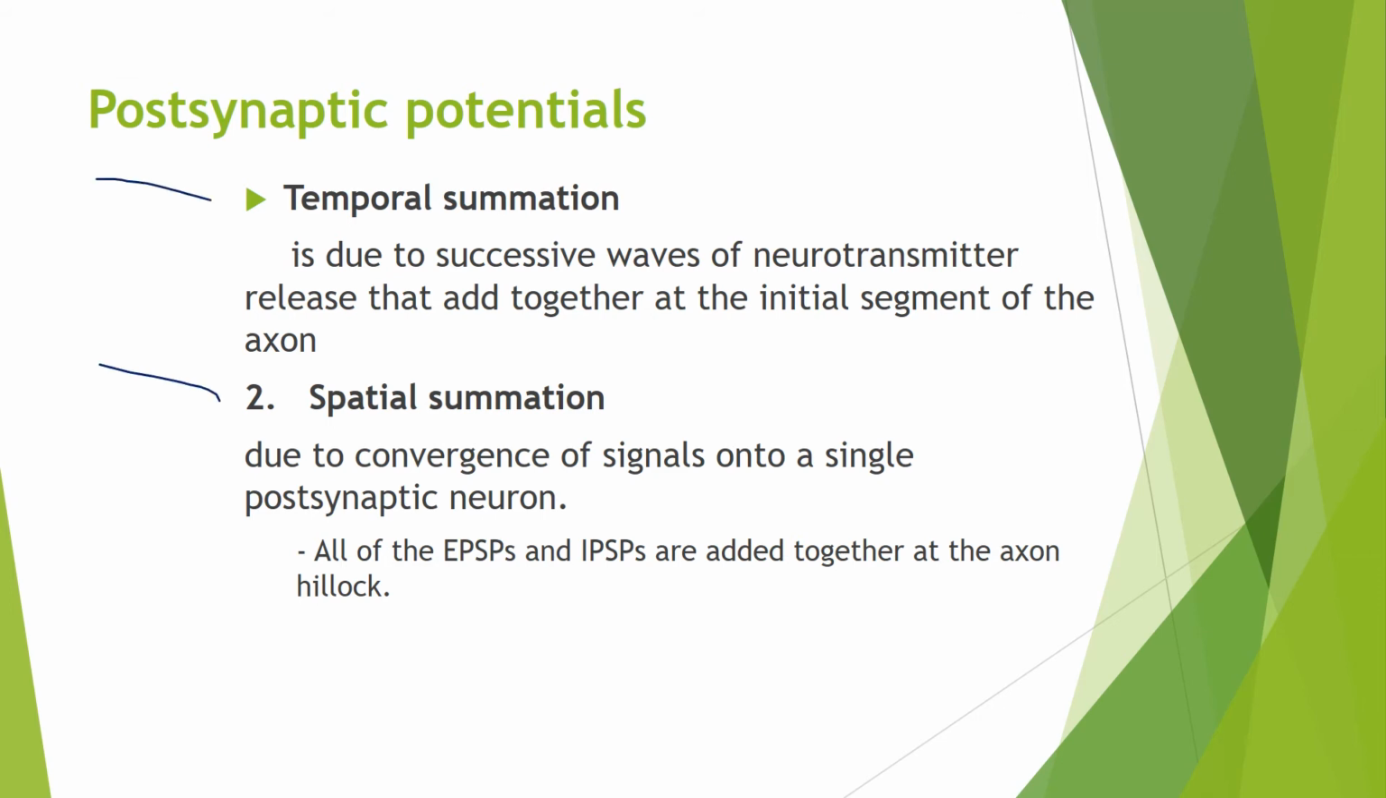So with temporal summation, this is where we have lots or successive waves of neurotransmitter that are released and added together on an initial segment of the axon. Whereas spatial summation is due to the convergence of signals onto one postsynaptic cell. So that means all of the excitatory and inhibitory postsynaptic potentials are going to be added together at that axon hillock.